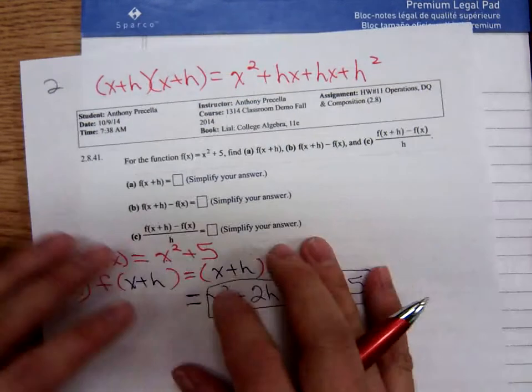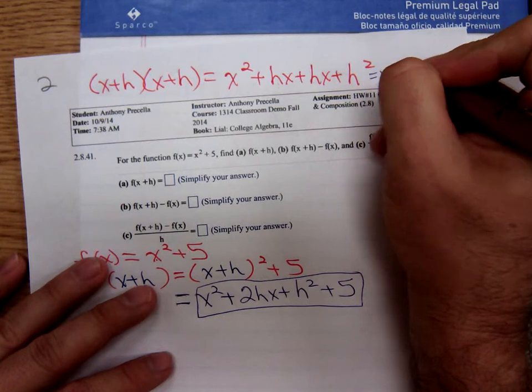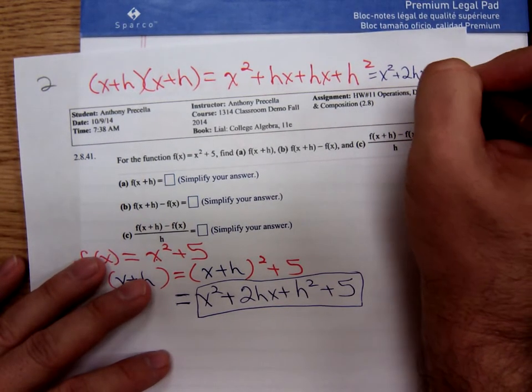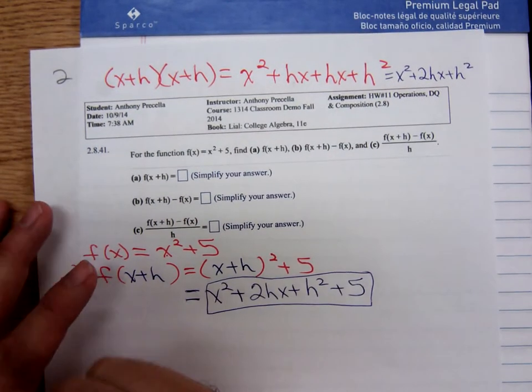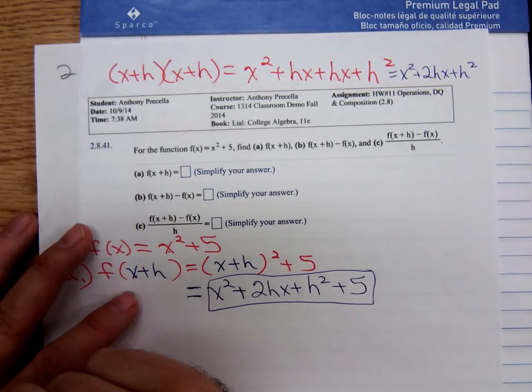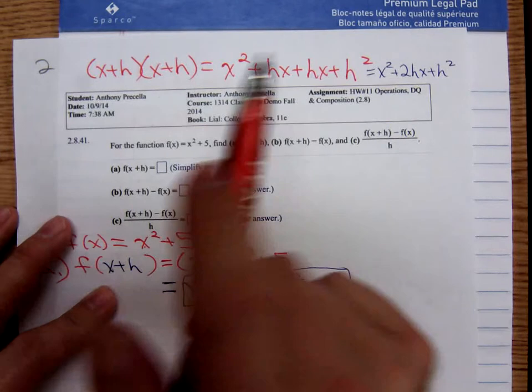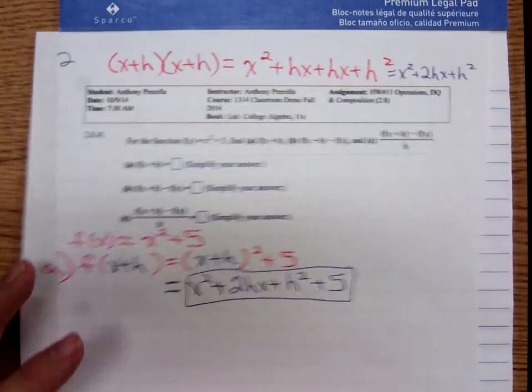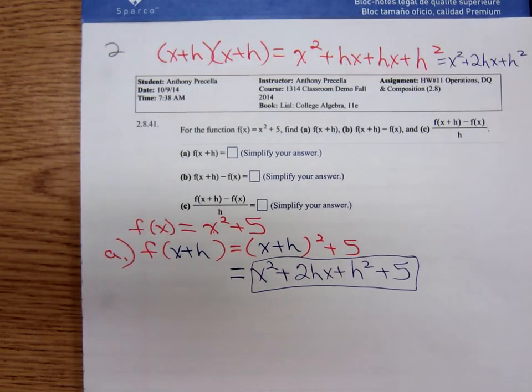And it might be a good idea for you just to commit to memory x squared plus 2hx plus h squared. If you don't want to have to FOIL out that x plus h times x plus h each time, you might want to just commit that x squared plus 2hx plus h squared to memory. Now part B.